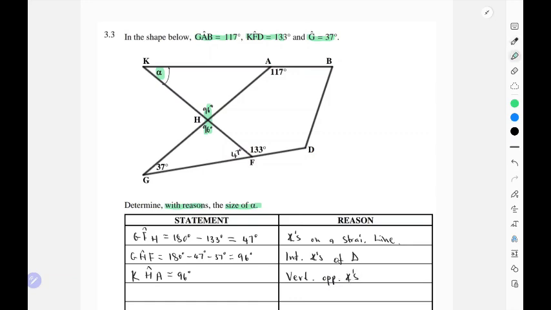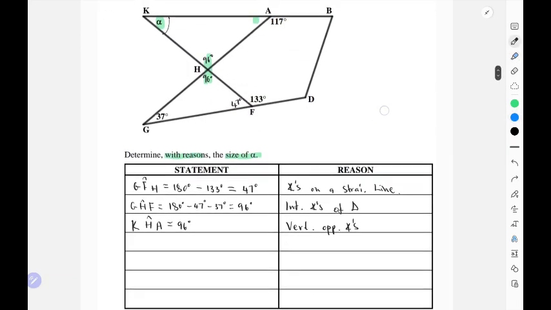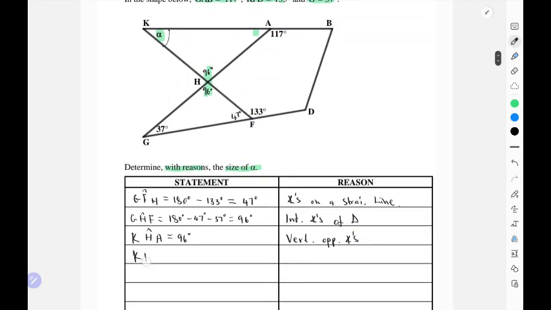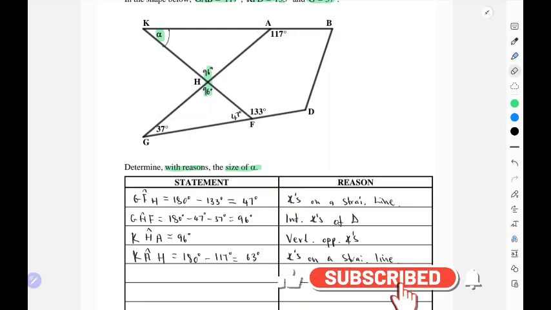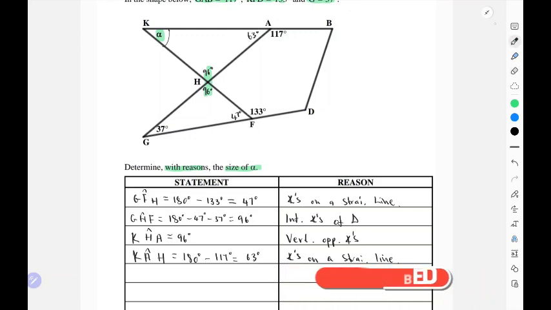So now we can also find KAH, this angle here, by acknowledging that angles on a straight line are supplementary. So now we can say that angle KAH is equal to 180 degrees minus 117 degrees, which is equal to 63 degrees. And the reason is angles on a straight line. So now we can just note this angle here, 63 degrees.